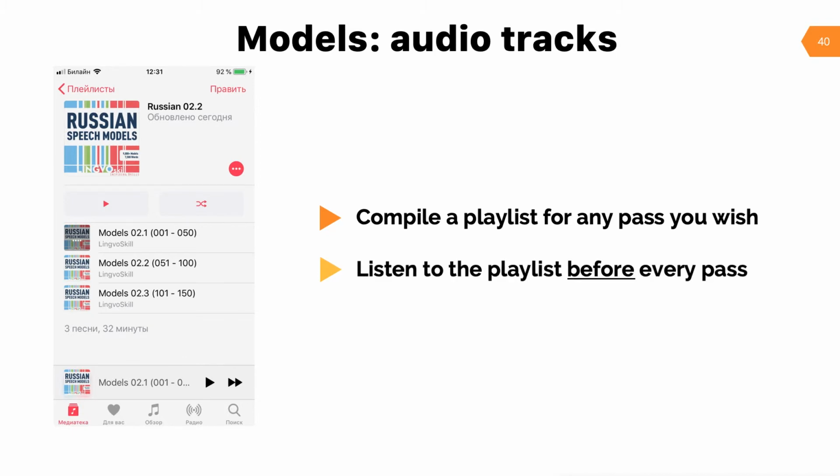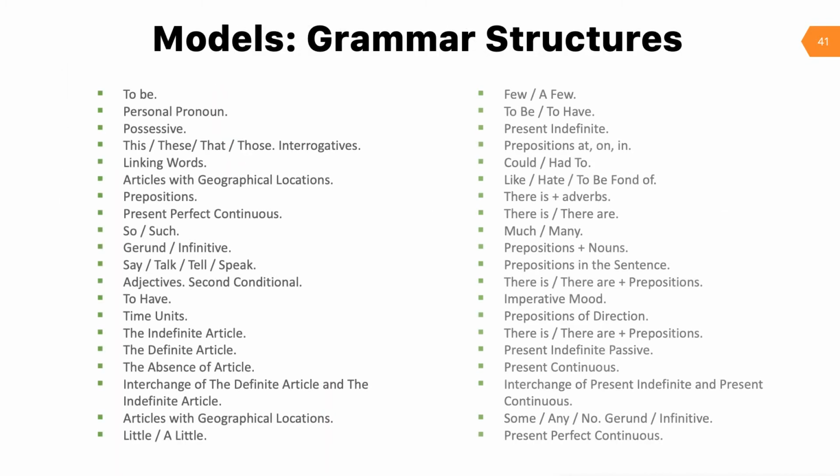Now let's review the grammatical phenomena that are used in our models. There are dozens of constructions included in the training, ranging from the verb to be, all tenses, articles, difference between say, talk, tell, speak, as well as training correct usage of stable constructions such as so, such, little, a little, few, a few, and so on.